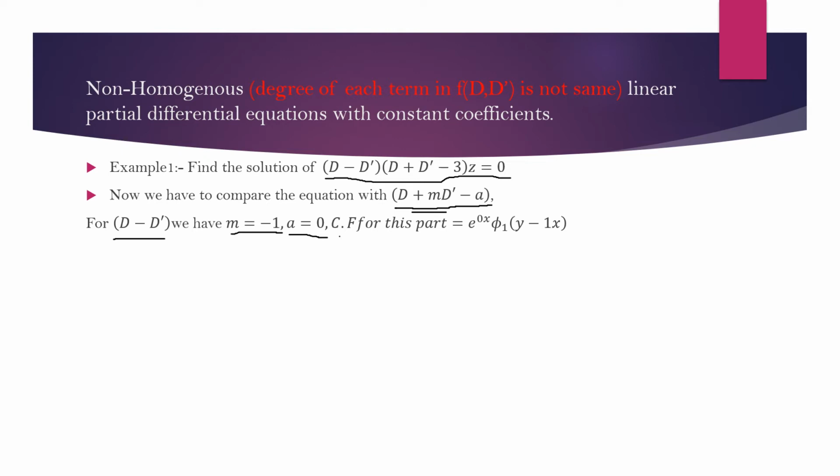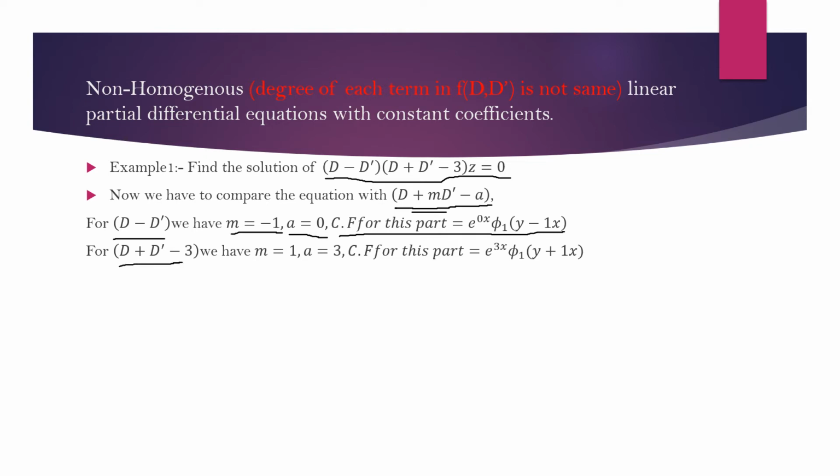So the CF for this part is e to the power 0x phi 1 (y minus x). For D plus D dash minus 3, if we compare with the first term, then m will be equal to 1 and a will be equal to 3. So finally the CF for this part is e to the power 3x phi 1 (y plus x).